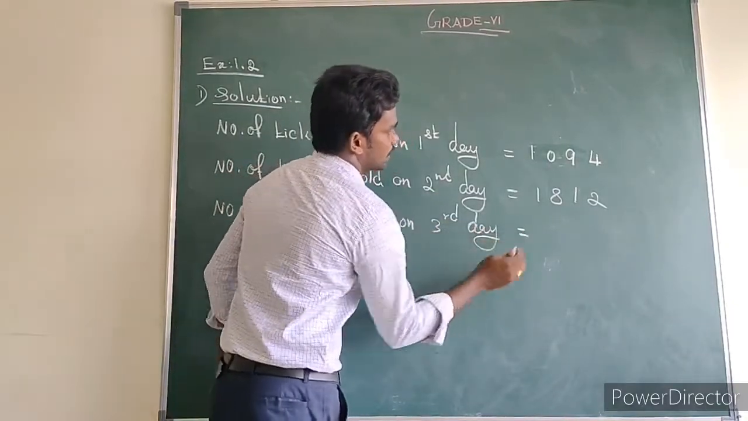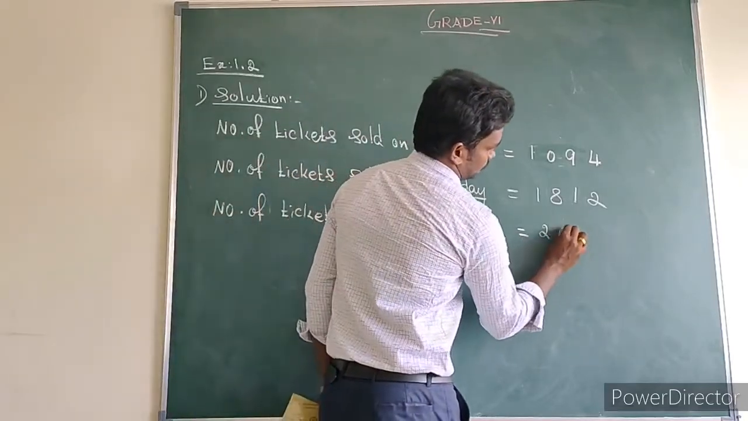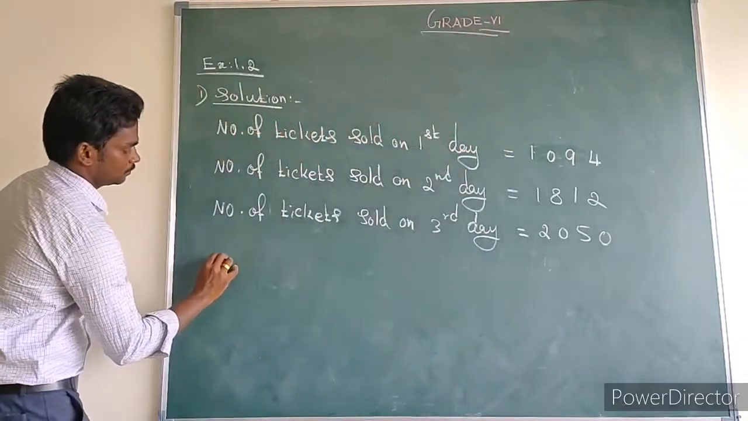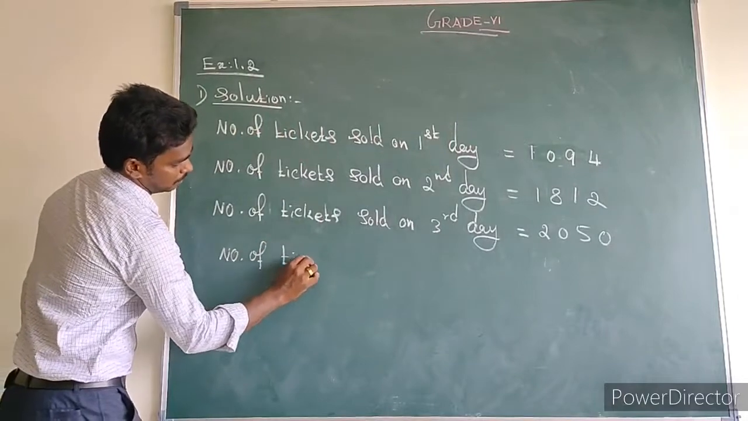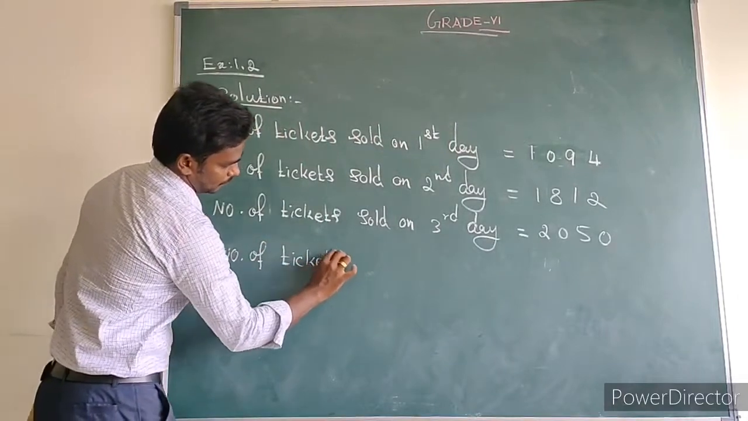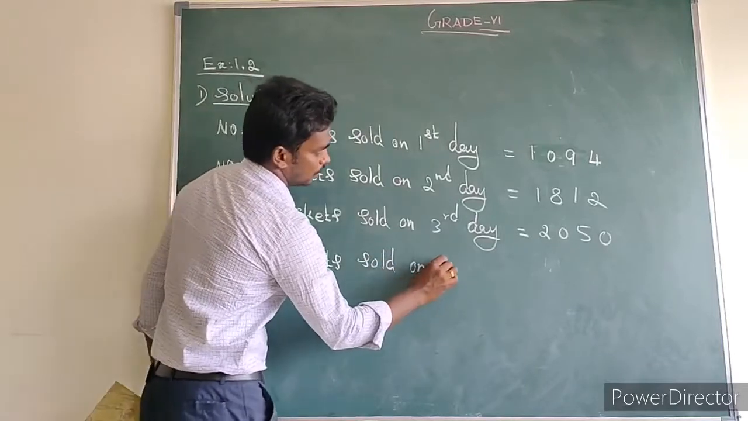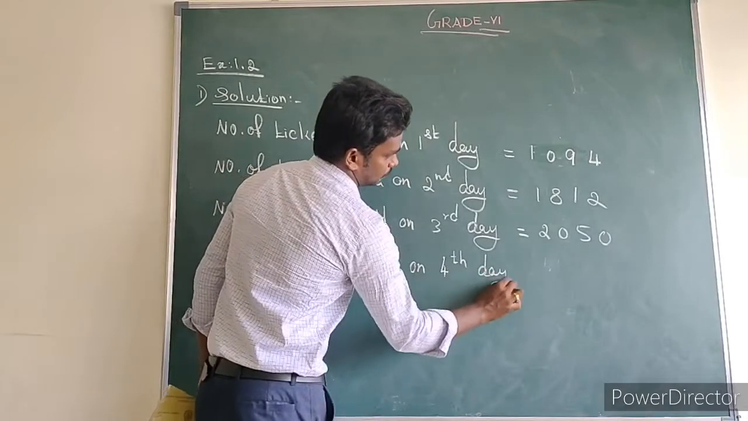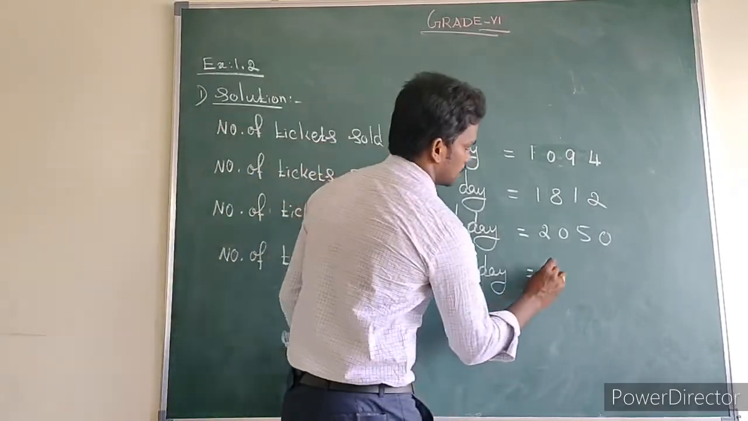Number of tickets sold on third day is equal to what? 2050. Next one. Number of tickets sold on fourth day is equal to 2751.